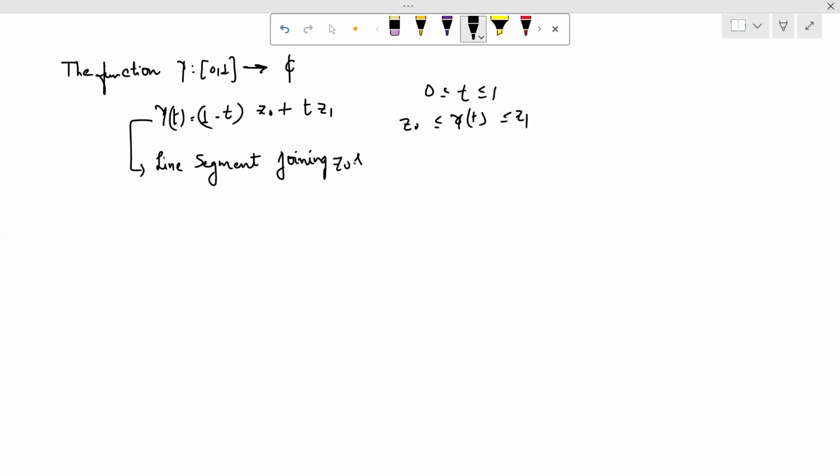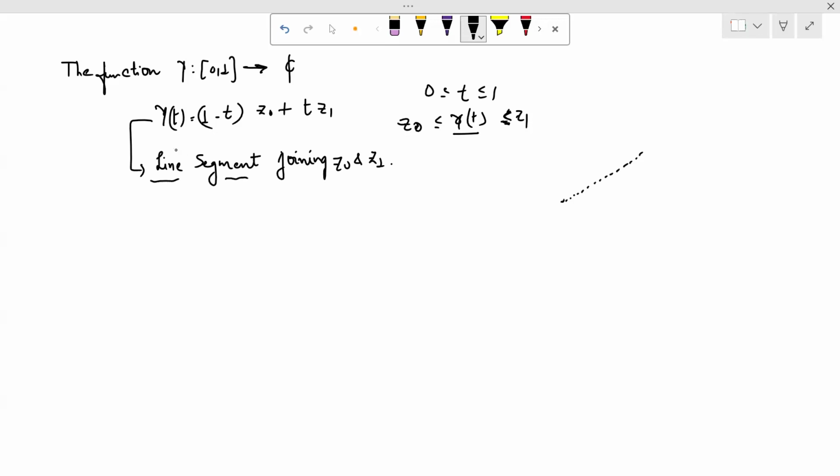Is that fine? Sir, I did not understand, it will be the equation of a line segment. Yes, see, how is z? Place t equal to 0, what is it equal to? z0. And if you place t equal to 1, what is it equal to? It is equal to z1. So gamma(t) lies from z0 to z1. So this particular thing is nothing but a line segment joining z0 and z1.